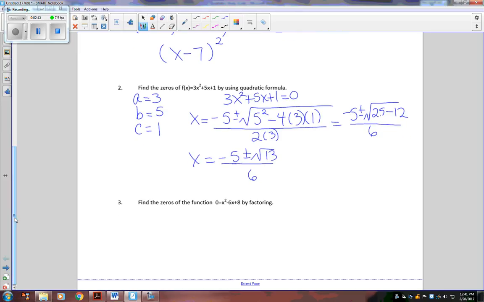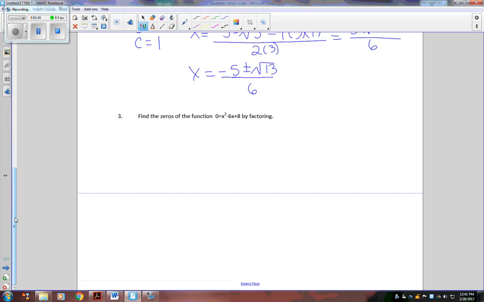Number 3 asks you to find the zeros of the function. Remember, zeros, roots, solutions are all the same. So I need to factor this. So factor into two binomials. X squared means you're going to have x times x, and we need to know what will give me a product of 8 and a sum of negative 6. And those two factors are negative 4 and negative 2.